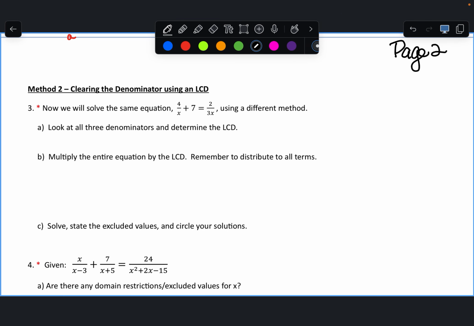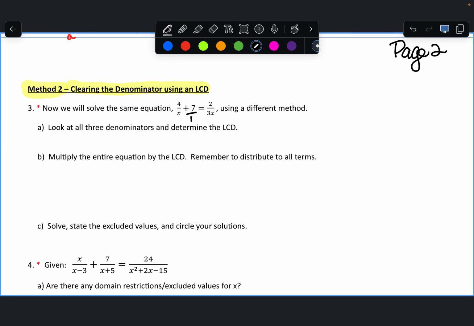Okay, here's page 2 of the notes. This is going to be a different method, a different way of doing these problems. We're going to clear the denominator out. So the first thing you're going to see that I do on this problem right here is I'm just going to put a 1 underneath there. Now, it's to do all three denominators.